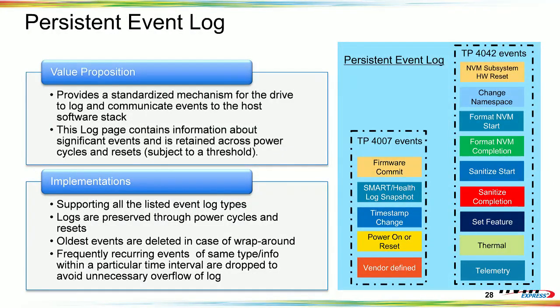Okay, so the persistent event log captures events about the firmware commits, talks about the SMART health snapshots, and the power-on information. There are some vendor unique features that can be captured from persistent log events. There is information about the sanitize start, the sanitize command, and there are get and set features, the thermal activity, and telemetry.